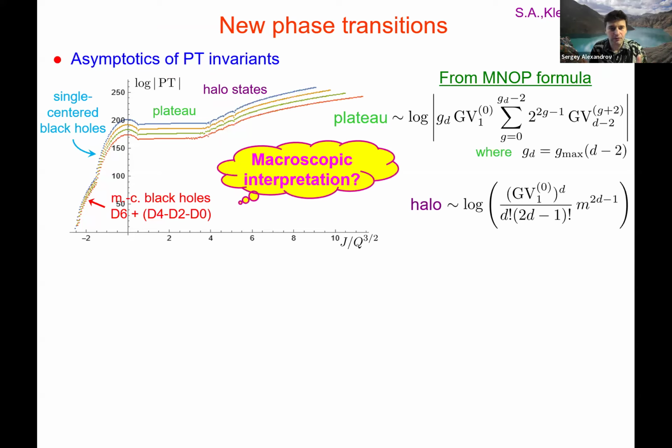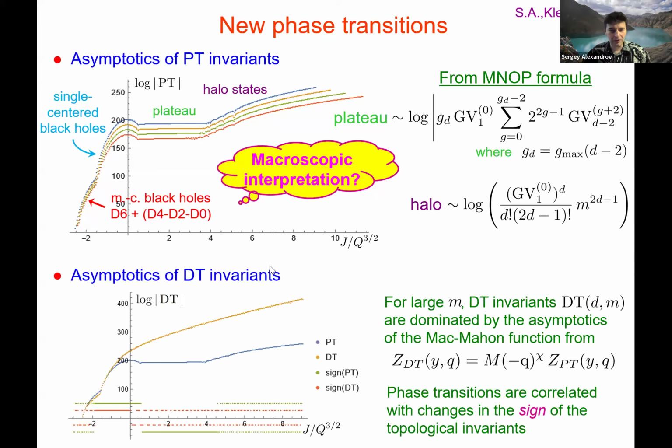So what does it mean? What are the objects, kind of black holes or some bound states, which provide these main contributions and which determine this behavior? So that's a complete mystery to us.